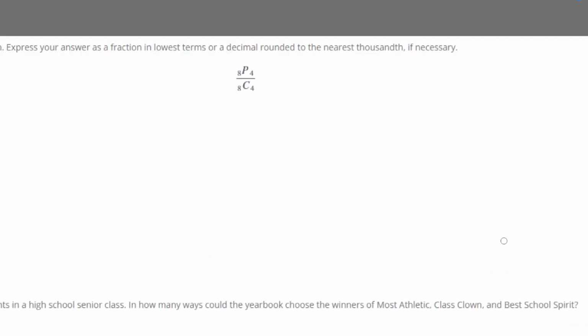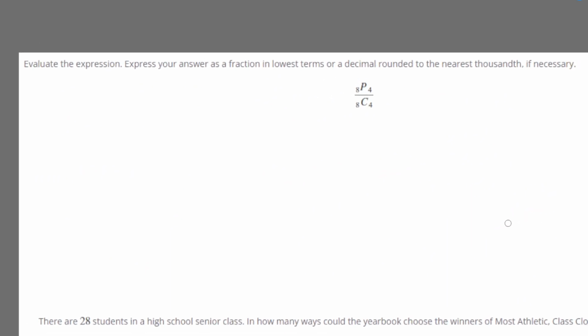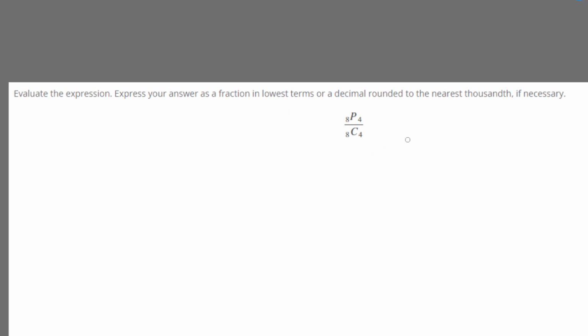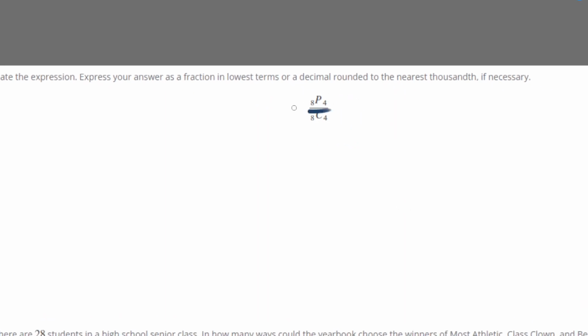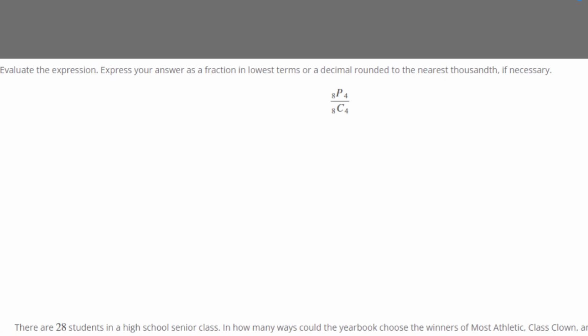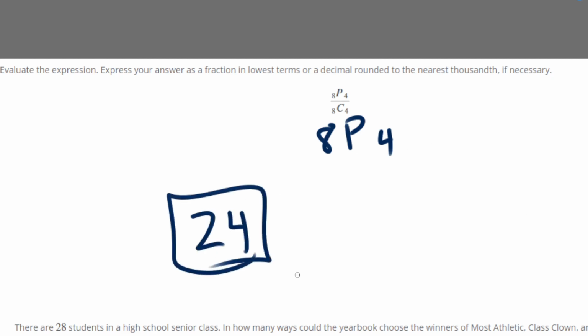So to hop into things, this one is telling us to evaluate the expression. It has 8P4, which is our permutations, and it has 8C4. You could write this all out, and I think that's a good thing to do. We know that n is going to be 8, the P is going to stay as P, and r is going to be 4. However, some calculators have these functions inside of them, so I'm just going to use that. After I plug that in, that gives me 24. So our answer would be 24.